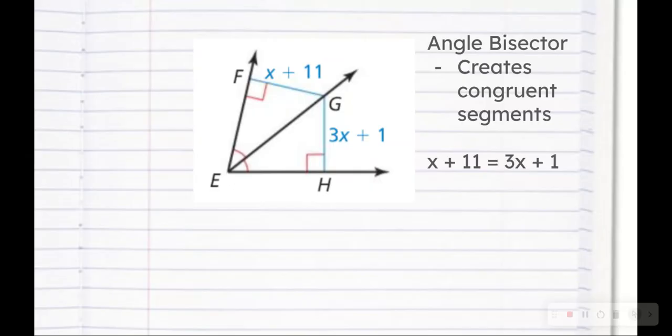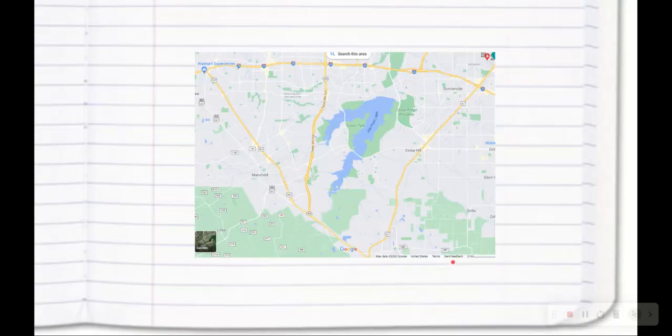So that means x plus 11 is going to equal 3x plus 1. Use your algebra skills to solve this. If I subtract x from both sides, I get 11 equals 2x plus 1. Subtract 1 from both sides, I get 10 equals 2x. Divide by 2, I get 5 equals x.